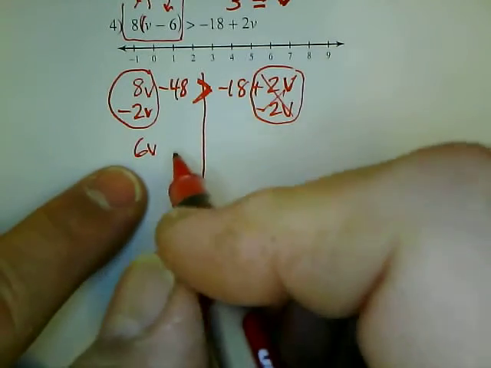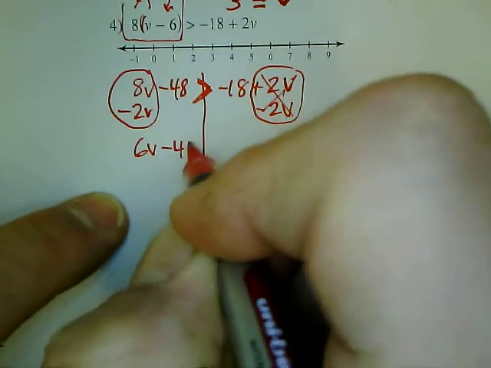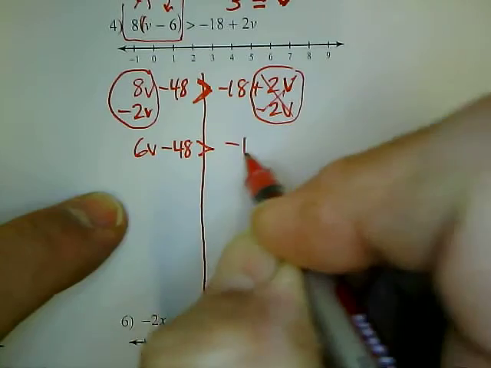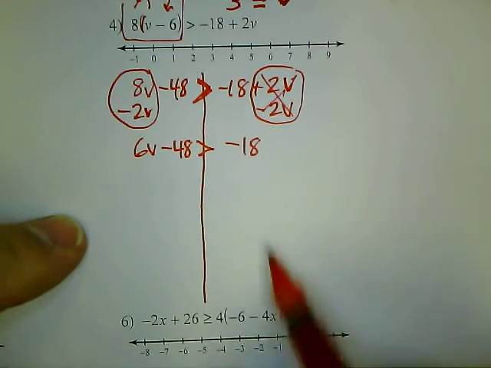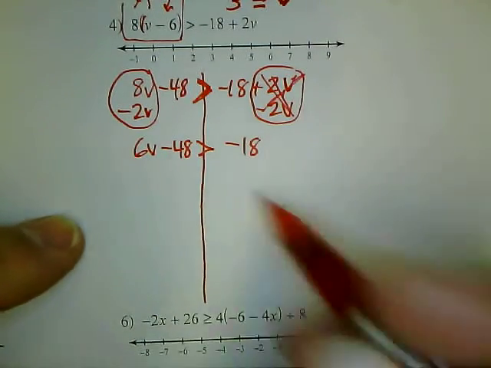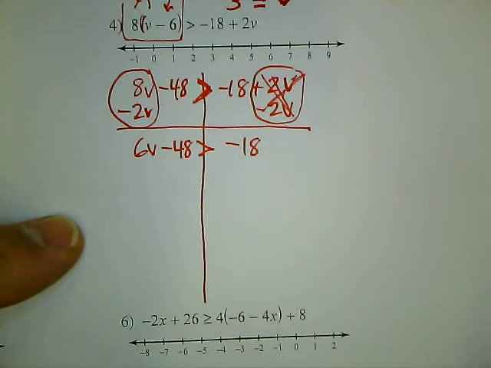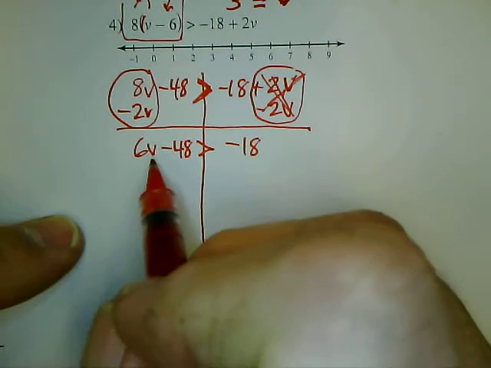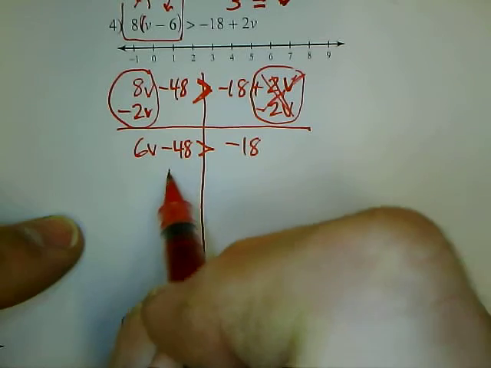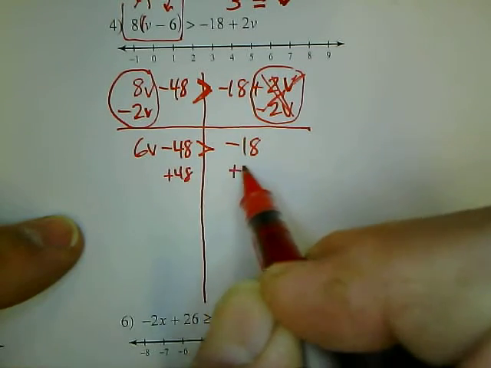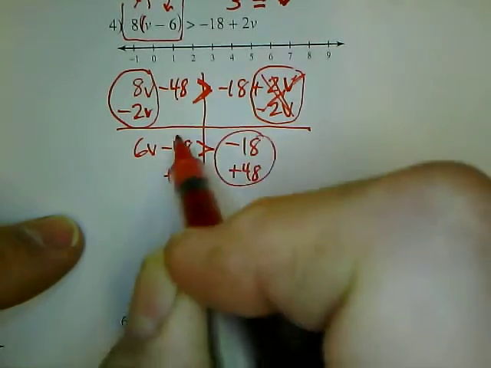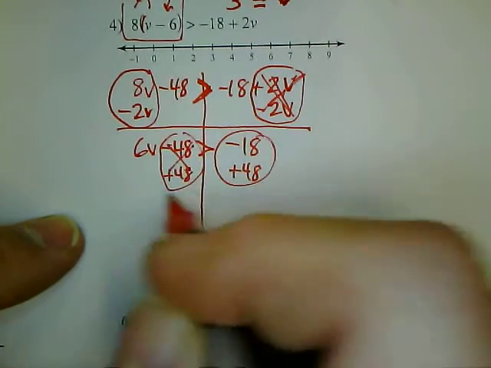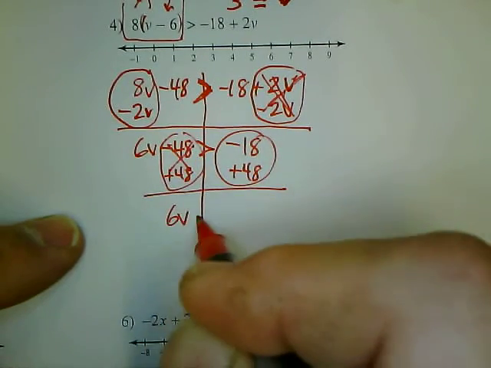We have a positive, so we're not going to end up flipping that sign. And we bring everything else down. Our opposite operations obviously are gone. Get rid of what's added or subtracted to the variable. Well, v minus 48, so we're going to add 48. Opposite operations are gone. We're left with that 6 times v.